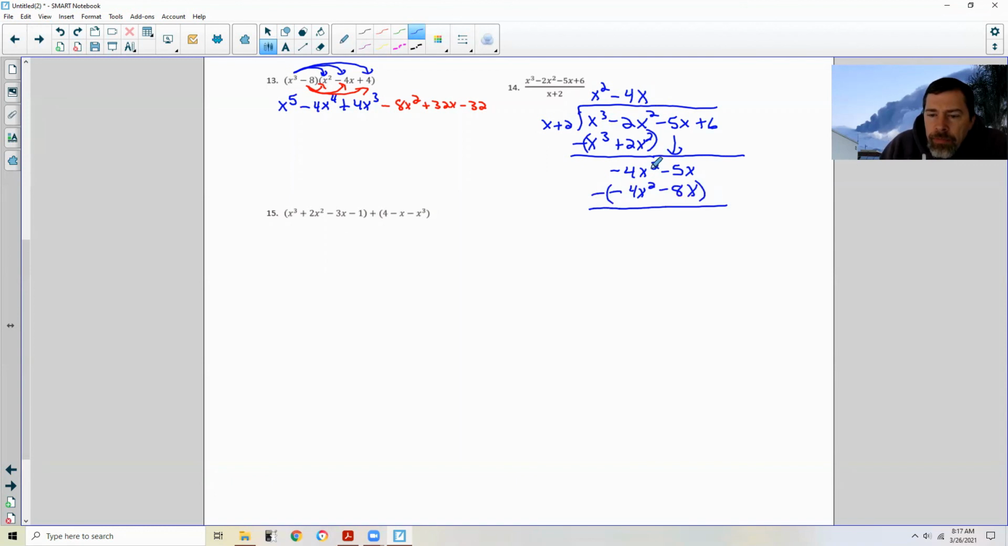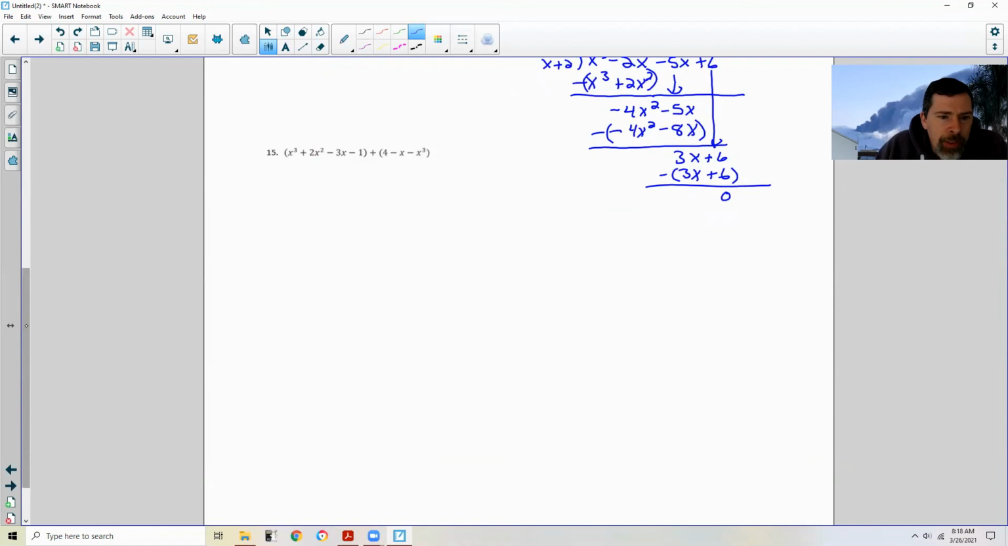Subtract. Negative minus a negative is plus. Negative 5 plus 8 is 3x. Bring down this plus 6. 3x, I need a 3. 3 times x, 3x; 3 times 2, 6. Subtract these, and I get 3x minus 3x is 0. 6 minus 6 is 0. So my answer is x squared minus 4x plus 3.